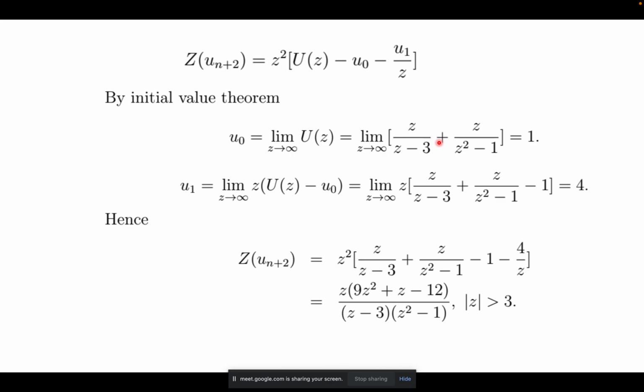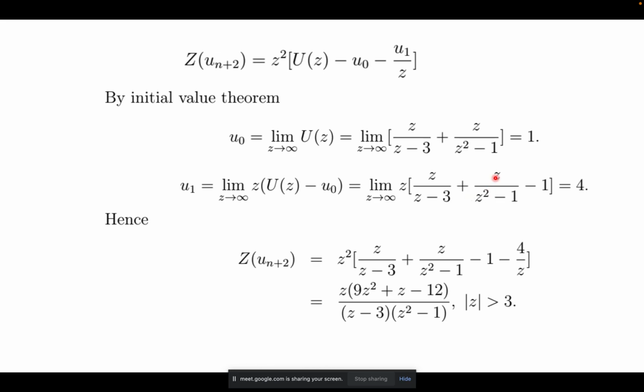If I take the limit with z approaching infinity on this function, the second term gives 0 because the denominator has one more power of z. But in the first term, the numerator and denominator have the same power, so if I use the L'Hopital rule, I get the limit as z approaches infinity of U(z) equal to 1. Similarly, I can calculate the value of u1. The value of u1 is given by the limit as z approaches infinity of z times (U(z) minus u0).